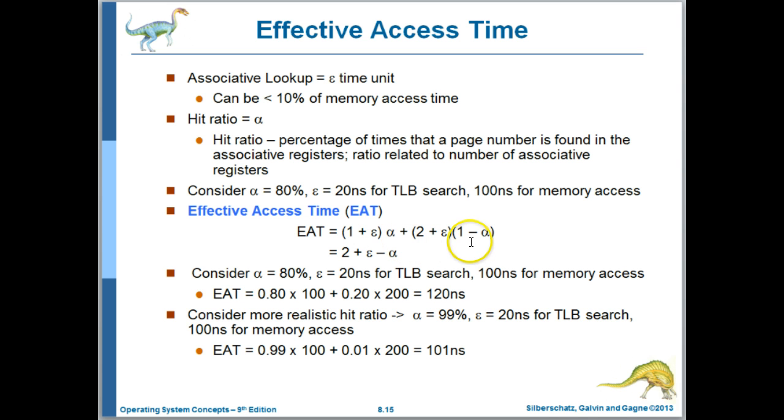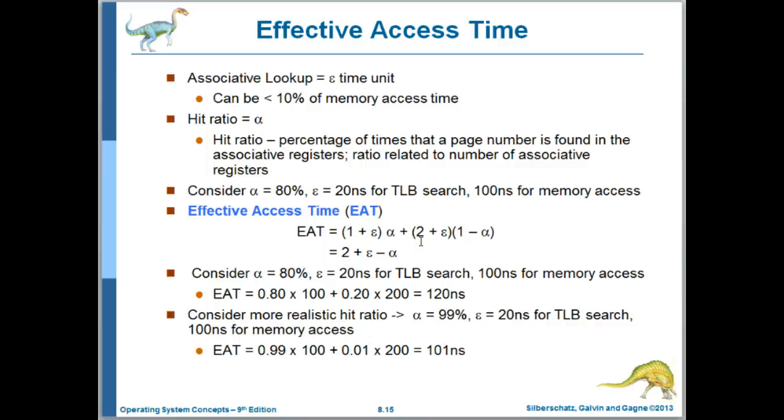with the weighted average of a miss. Right, so the miss rate is 1 minus the hit rate. Then the two accesses, one to reference the page table, and then one for the final memory reference. And in this model, we're assuming that we perform the TLB lookup and then perform the page table access. So that's where the 2 plus epsilon comes from.